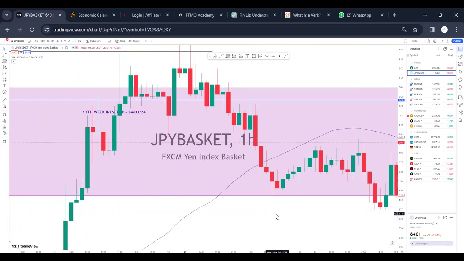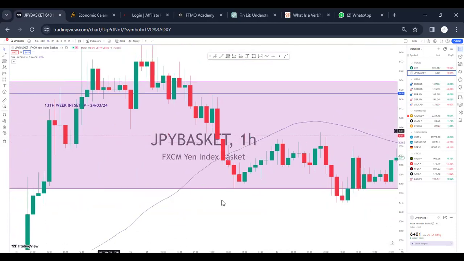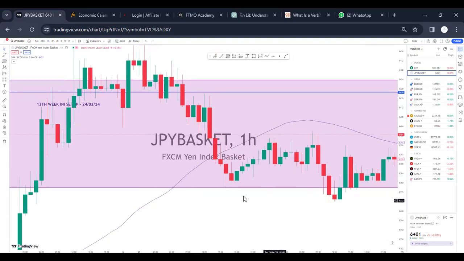Now, the same thing that happened on the DXY is what happened on the JPY. JPY too didn't move after getting to this level. It didn't move down or sell sharply, right? It sold to this level. That means the beginning of my analysis was correct. Then I expected it to continue. It didn't happen. So it started consolidating in the fair value gap.